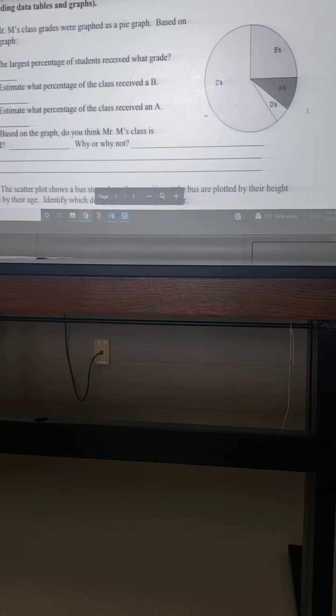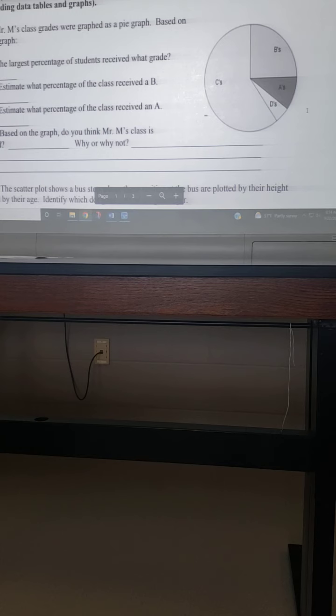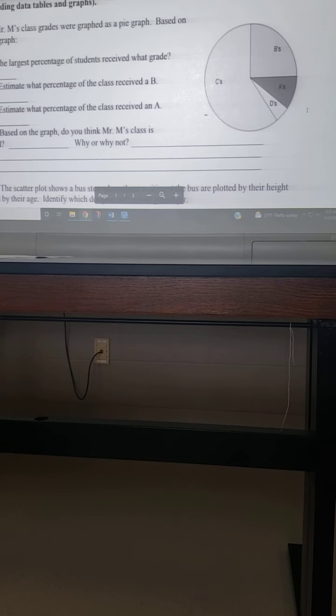So it says Mr. M's class grades were graphed, and what is the most common grade? What's the most common grade? C. Okay, C's. All right. So about what percentage received B's? Sarah, what do you think? 25. Good, about 25, because it's like a quarter of that circle. So a quarter represents 25%.